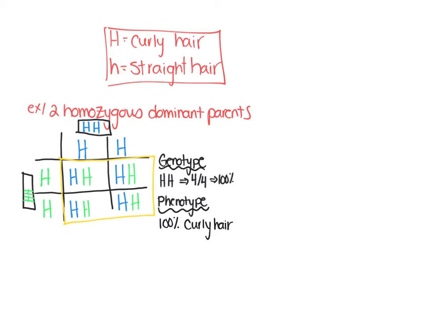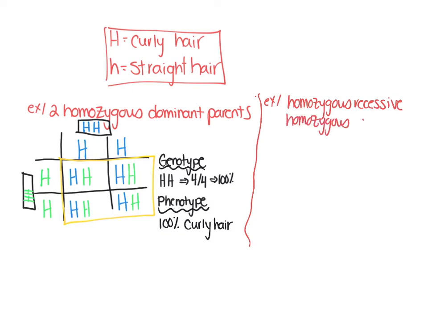Let's try it again. Let's try a homozygous recessive and a homozygous dominant. So we'll draw our Punnet square.